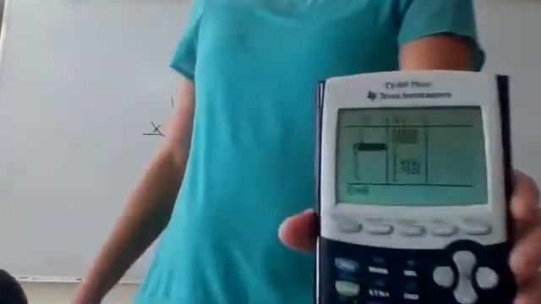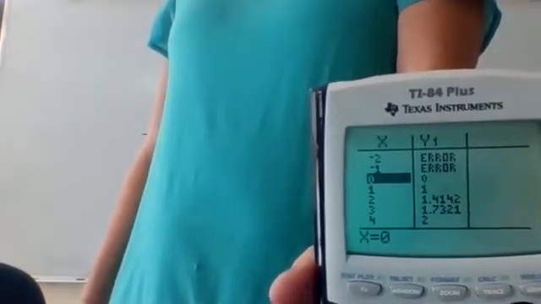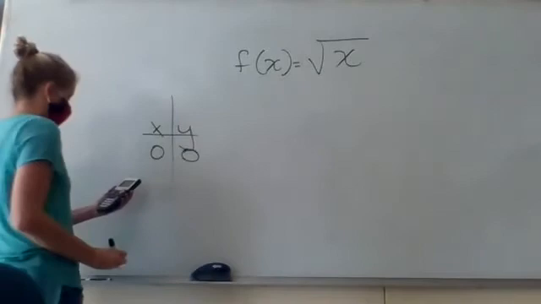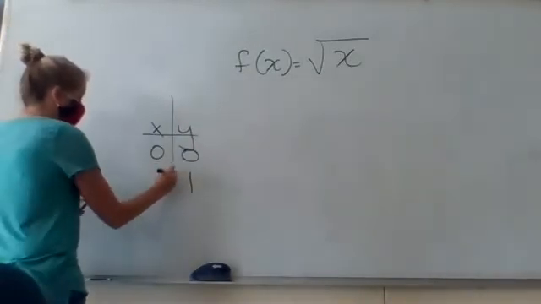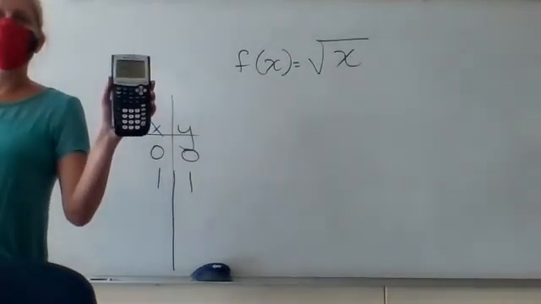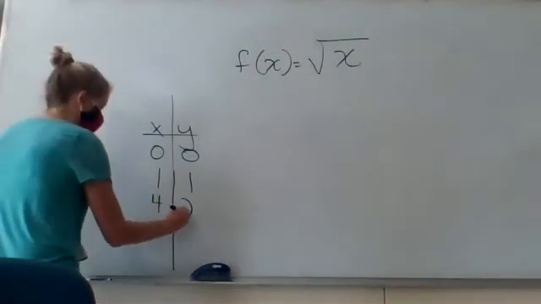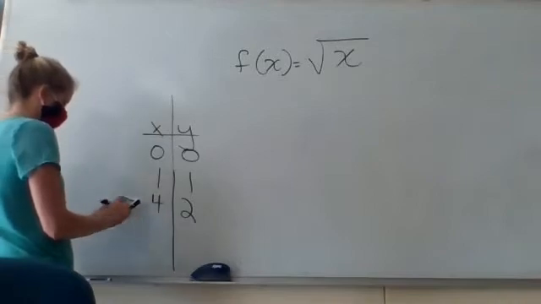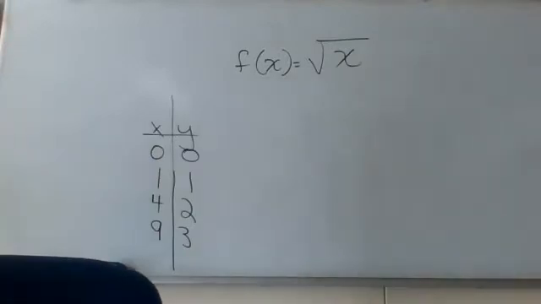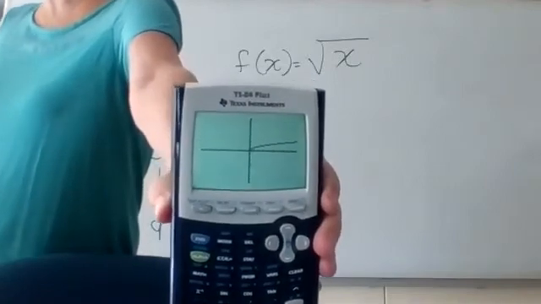I'm gonna pick some numbers out of this XY chart though and plot them on a graph. So let's see, I'm gonna plot the point 0, 0. That looks like a good one. 1, 1. I'm just going through and picking out numbers from the table that don't have decimals. So I can do 4, 2. I can do 9, 3. Let's plot these 4 points, right? So if you go back to the graph, you should get a graph that looks like that when you plot those 4 points.